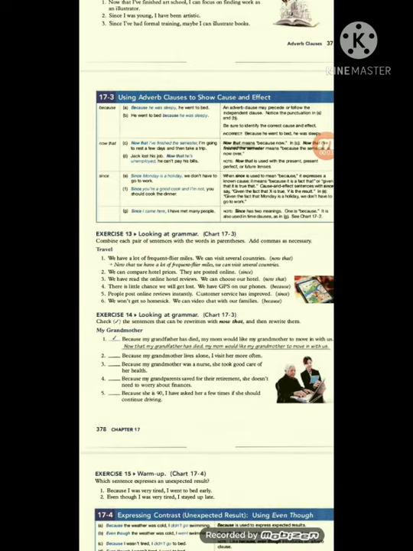Using adverb clauses to show cause and effect. A and B: Because he was sleepy, he went to bed. He went to bed because he was sleepy. An adverb clause might precede or follow the independent clause. Be sure to identify the correct cause and effect. Incorrect: because he went to bed, he was sleepy.